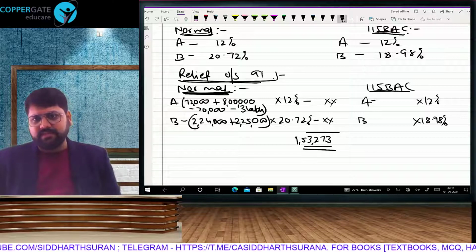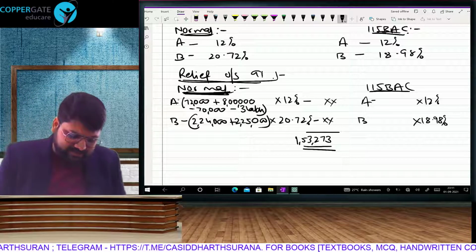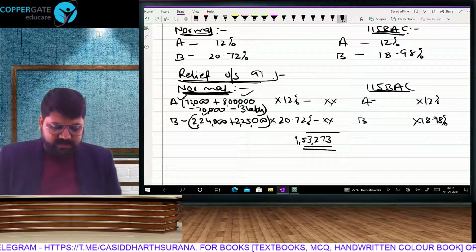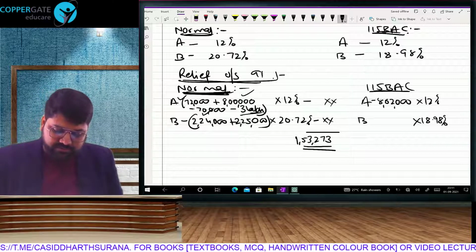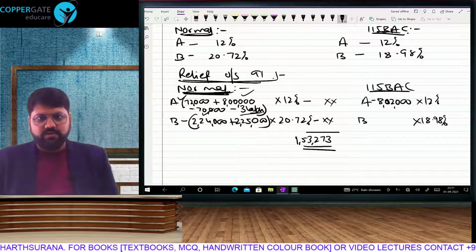Then what will be the answer? Why will this be 8 lakh 2 this time? Because while this 72 is as it is, 8 lakh is as it is, this expense is also as it is, but this 3 lakh we will not be taking, and accordingly 8 lakh 2,000 will be our answer in the new regime for the purpose of eligible amount from country A.